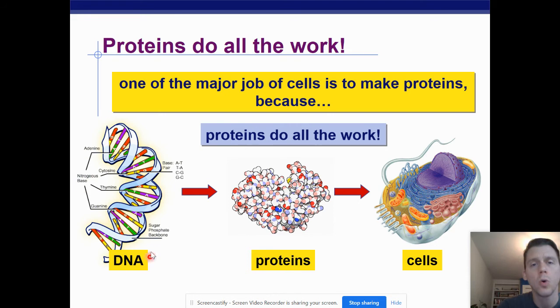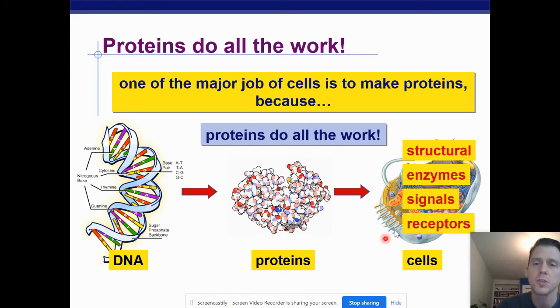DNA is the code for the proteins of our bodies. All of our proteins are encoded for by DNA. So DNA is the code for proteins, and proteins do all the work in our cells. So a very, very important job. And there are some of the jobs that a protein will do in our cells.